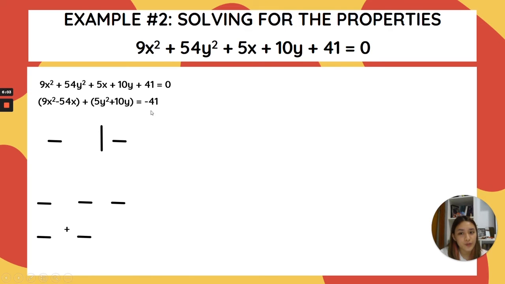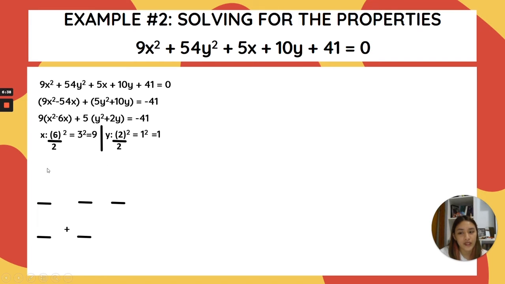Transpose the positive 41 to negative, so it will be equal to negative 41. And then we need to factor out the coefficient and then simplify. So we have 9 times x squared minus 6x plus 5 times y squared plus 2y equals negative 41. And then we need to do the completing the square. So for the x, we have 6 divided by 2 squared equals 3 squared, so 3 squared equals 9. And then for the y, 2 divided by 2 squared equals 1 squared, and then 1 squared equals 1.